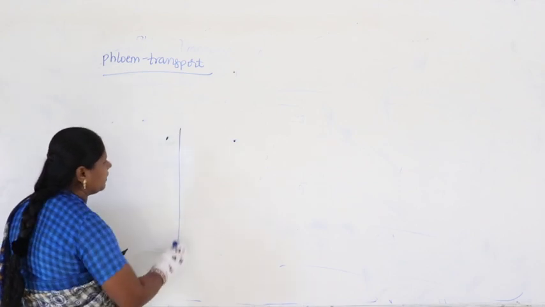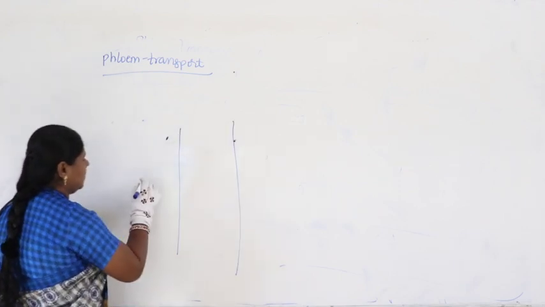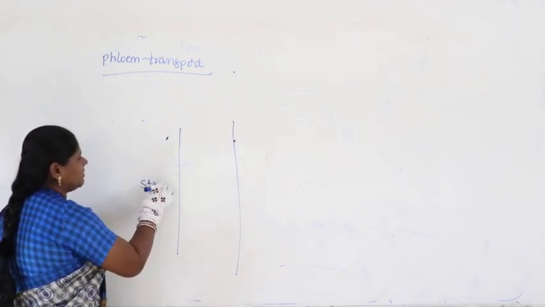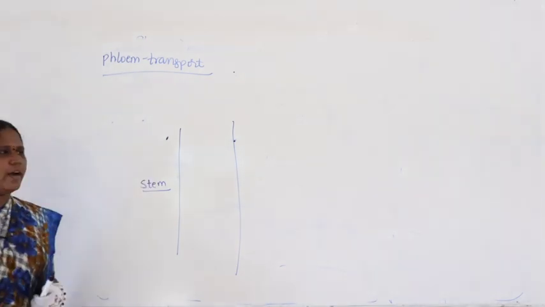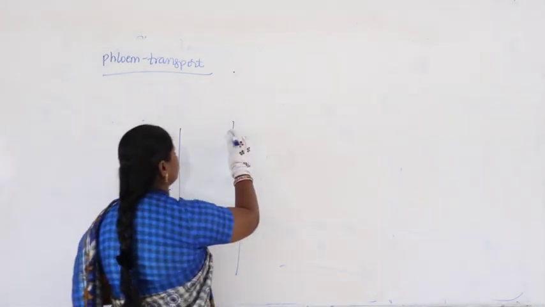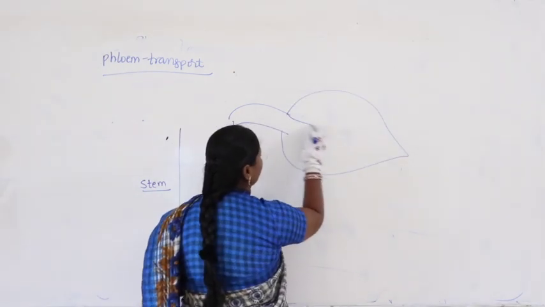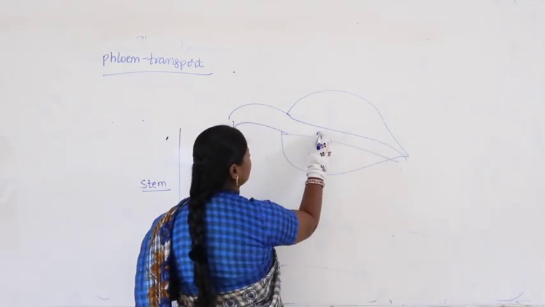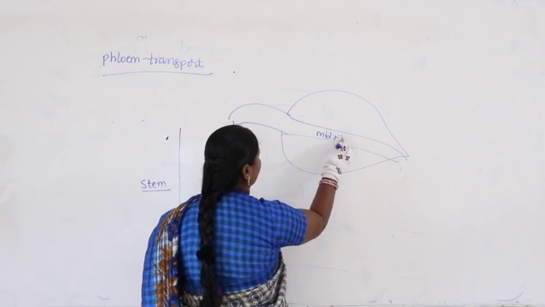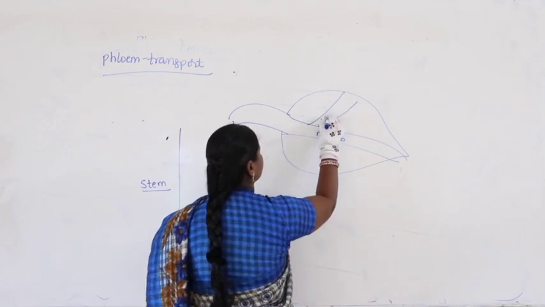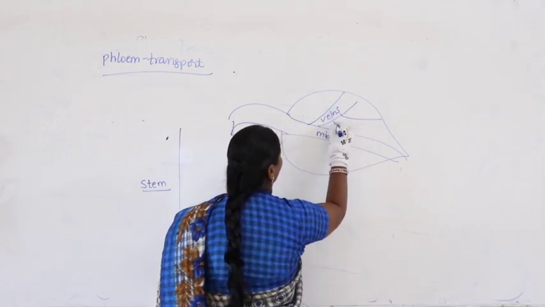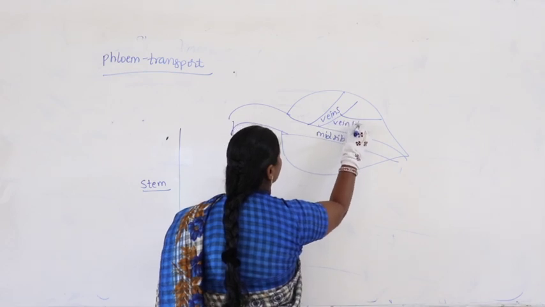For example, if you look at this, this is a shoot system, this is nothing but the stem. Let us imagine. Initially what happens here? Let us take, this is nothing but the leaf. Imagine this is the leaf. So what do we discuss? This is the midrib. This is veins. Veins contain what are called veinlets.